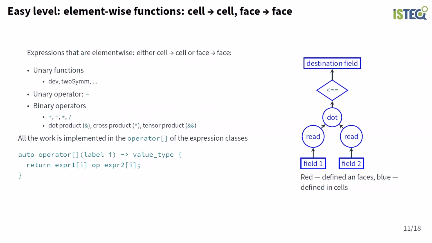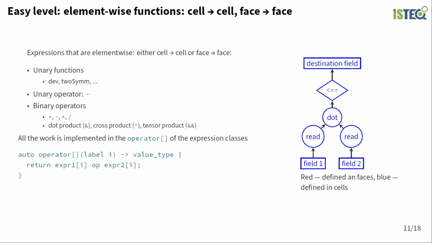Of different types of operators, there are different complexity levels of implementation. The easy level is element-wise functions like arithmetic operators, like these tensor operators. For these, the operator brackets of the expression just calls operator brackets of its arguments and applies the operation, like dot product, to them. So this is relatively simple.